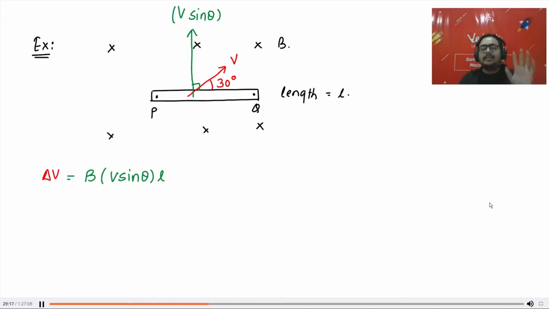Only consider the component which is perpendicular to both the others. Always consider that component which is perpendicular to the remaining two. Choose the component that is perpendicular to the others. Are you getting my point? Sir, if any other component is not perpendicular, we can do B cos theta. No, beta. If there is no perpendicular component, the answer will be 0 then. There should be a perpendicular component. So this will become BVL by 2.